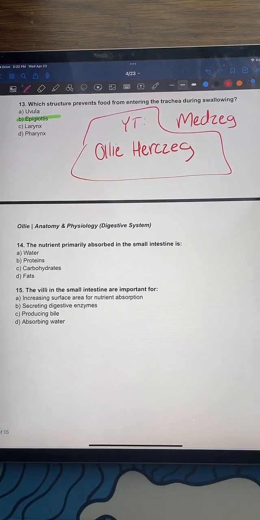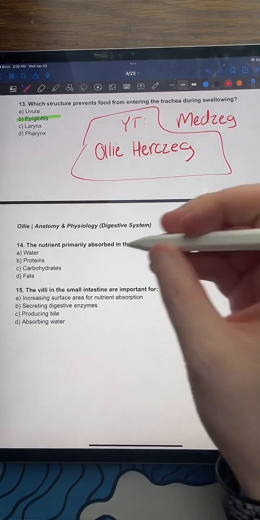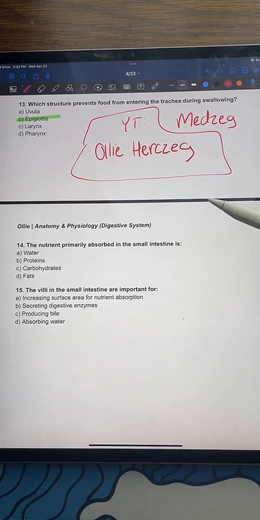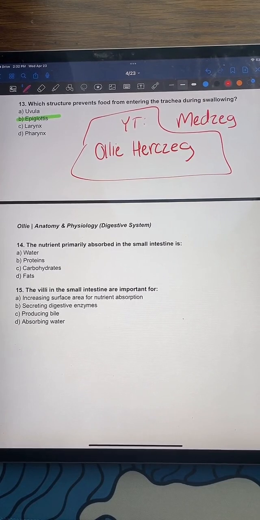Alrighty, number 14. Which nutrient is primarily absorbed in the small intestine? Think of absorbed, not digested, if that helps answer that question a little better.